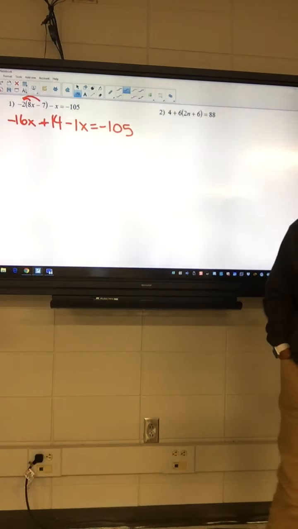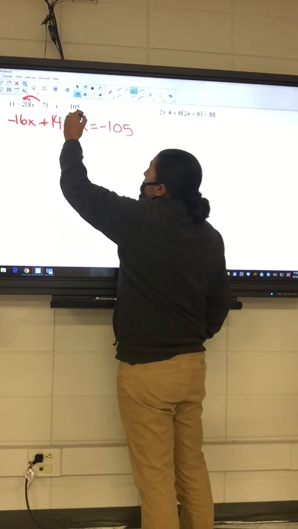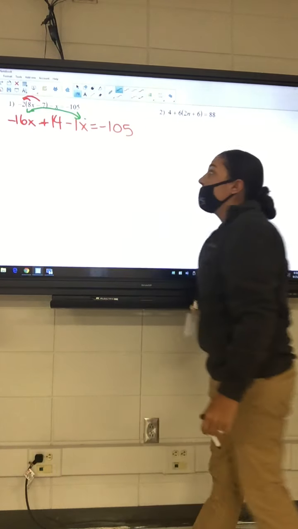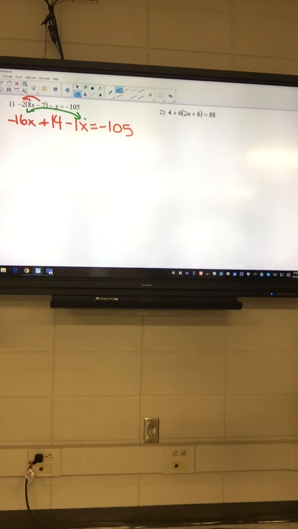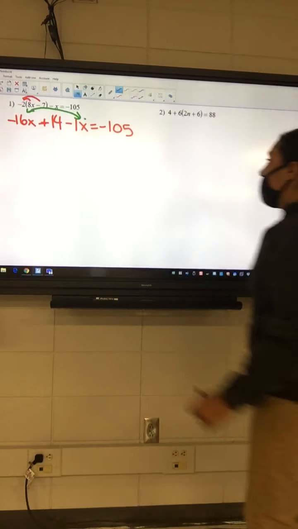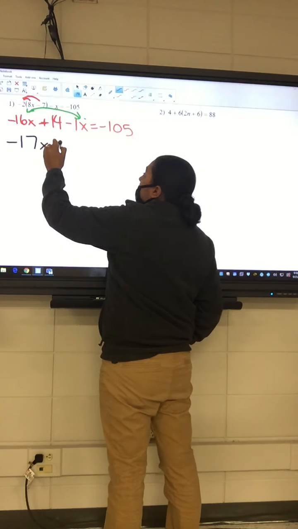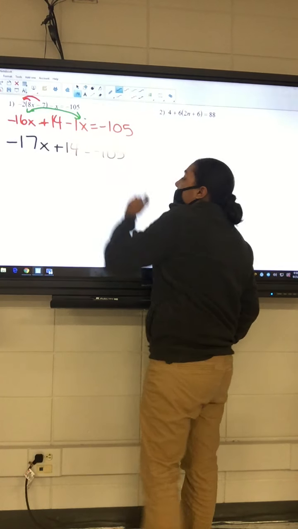Okay, step 2 is what? Combine like terms. What can we combine? The x's. So we can combine this one with this one. Negative 16 minus 1 is what? Negative 17x plus 14 equals negative 105.